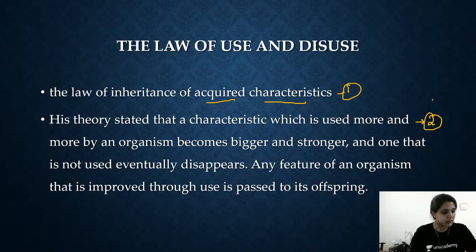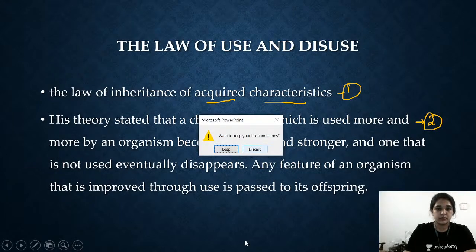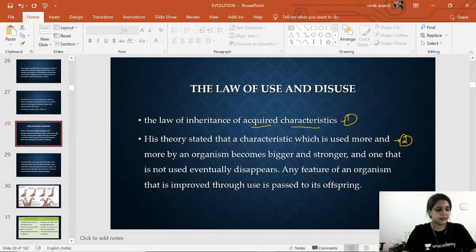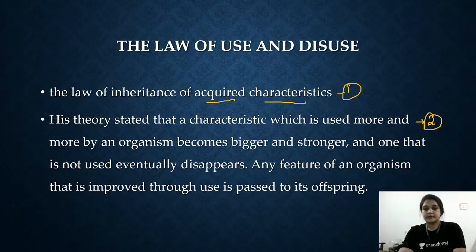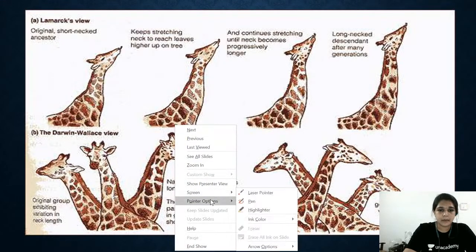Law of inheritance of acquired characteristics, which means that in life, when we are acquiring some characteristics, they should pass on. Number one. Number two is that when you are using... Clear? Fine. Next. So this is the difference between Lamarckism and Darwinism.